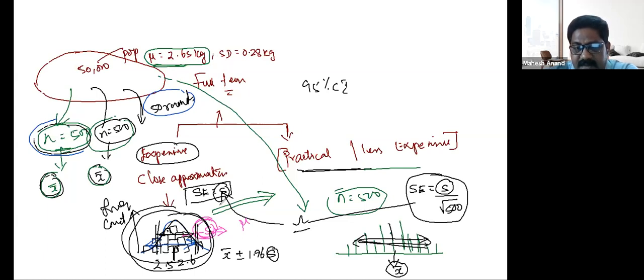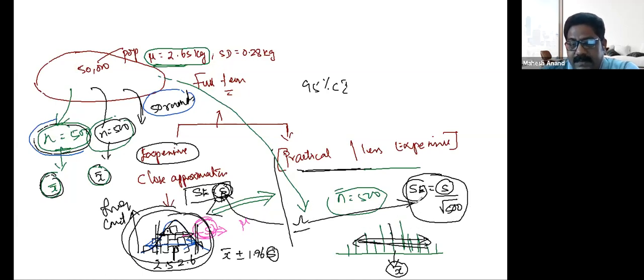So to approximate this theoretical process, what I do is divide by root n. This standard error of the mean and this standard deviation value will come closer. But if you ask me which is the best one, of course this is a very close, better approximation. This is a more practical approach.